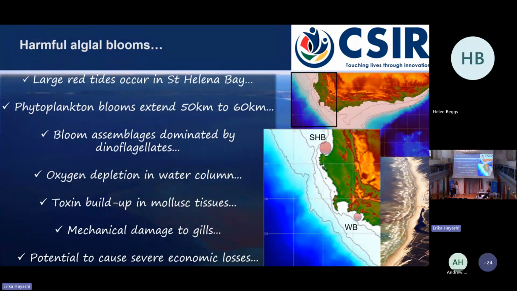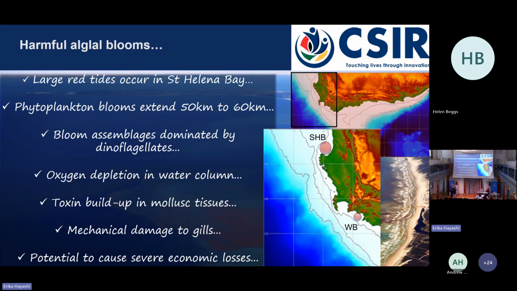So large red tides occur in St. Helena Bay, and St. Helena Bay is marked SHB. It's the big red circle. This is the southwestern part of South Africa. You can see the southern part of South Africa. And to the south, just south of Cape Town, you have Walker Bay. And these two areas are prone to harmful algal blooms. The phytoplankton blooms are quite large in St. Helena Bay, can extend up to 50 or 60 kilometers, and are dominated by dinoflagellates, essentially.